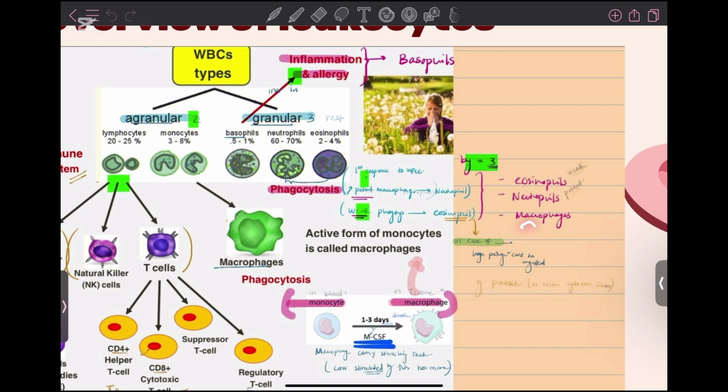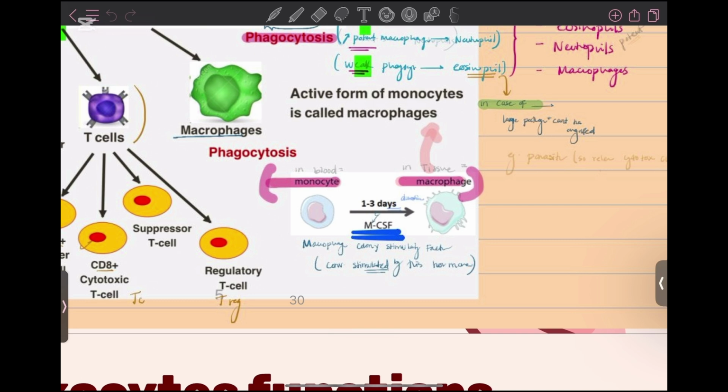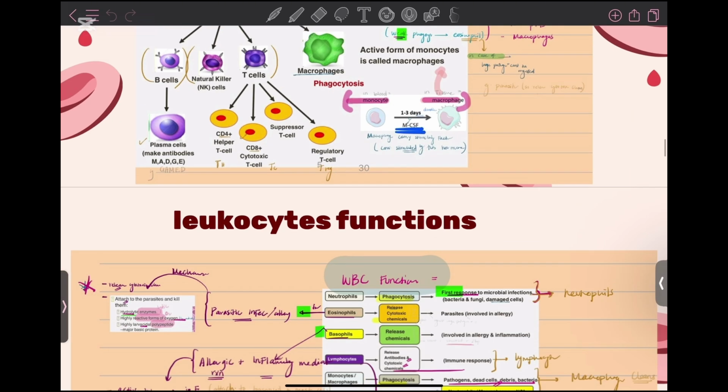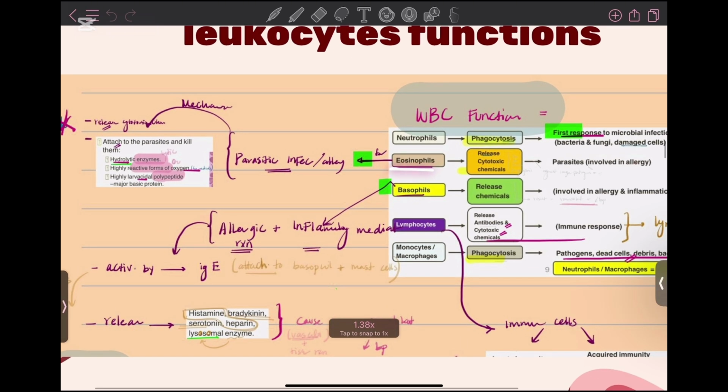Macrophages are also considered to undergo phagocytosis. Also, something you need to know generally: monocytes, when they're in the blood, are called monocytes. But once they're in the tissues, they're called macrophages, and they transform via a certain factor, MCSF, the macrophage colony stimulating factor, which is stimulated by certain hormones, not important for you to know. This is generally very easy. It's just an overview. We know that eosinophils, you see them mostly elevated in parasitic infections.